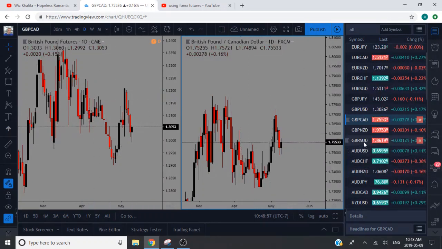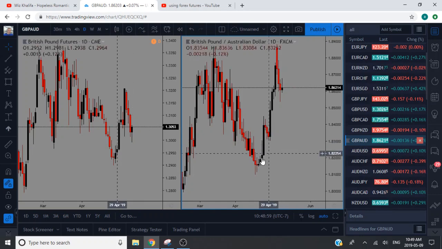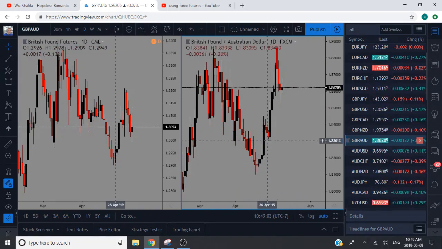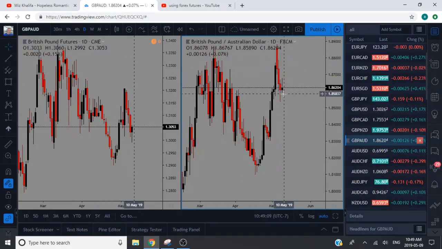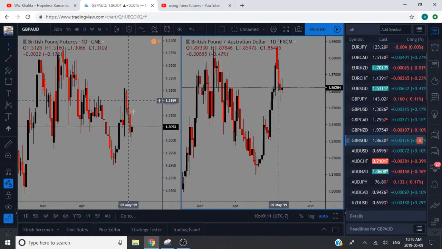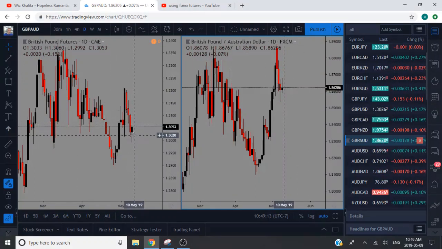Now, if we switch it up, let's go pound Aussie. You have the same rally starting right here. On the right side, we're looking at pound Aussie now. Big rally up, and it came down for the past 3 days. Same with the pound futures. It's rallied down for the past 3 days.